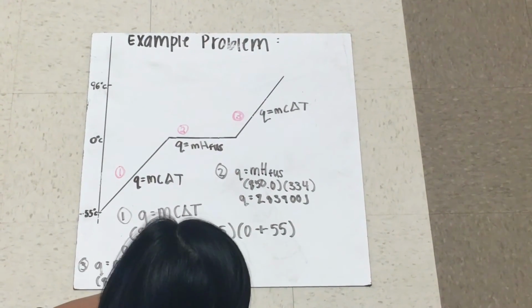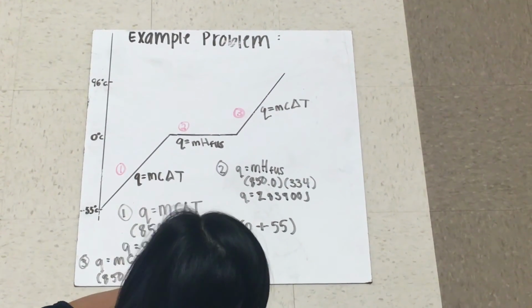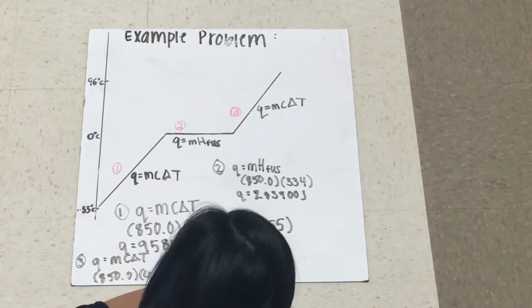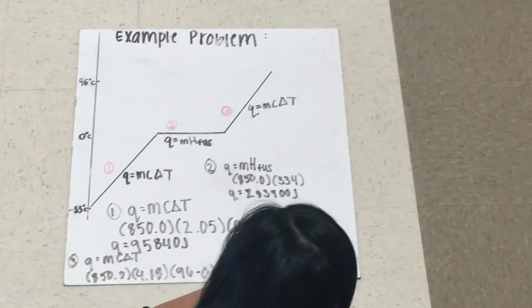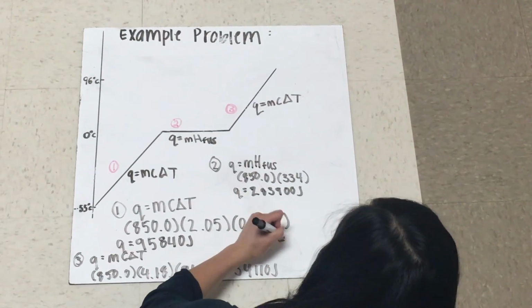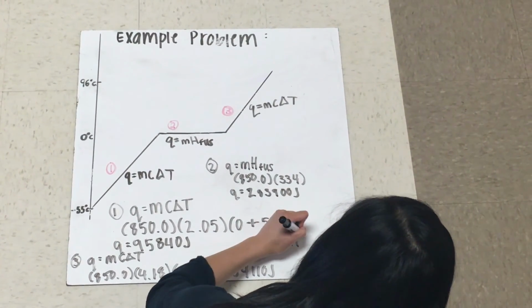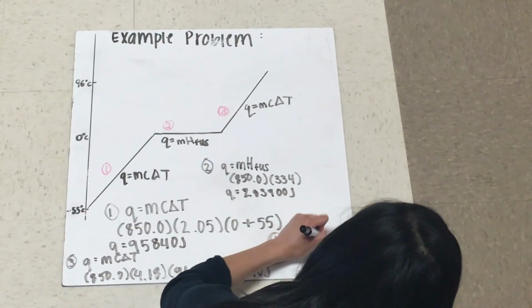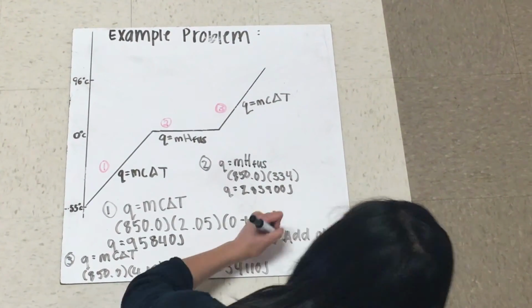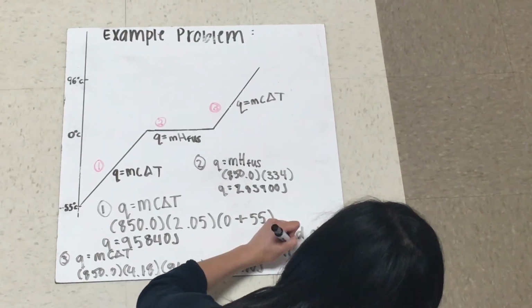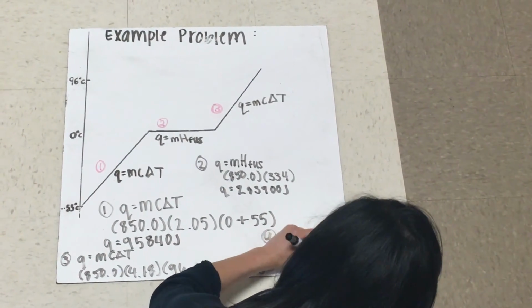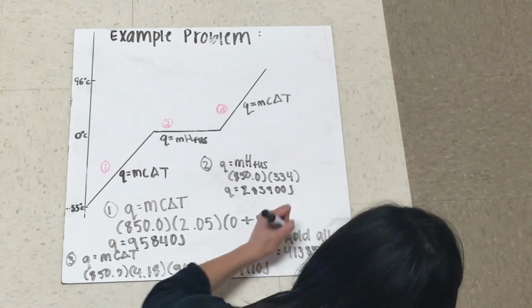The last step is to add all the Q values from each step to get the total amount of energy needed for the heating curve. Add 95,840, 283,900, and 341,850, and you should get a total of 721,590 joules. You do not need significant figures for this step.